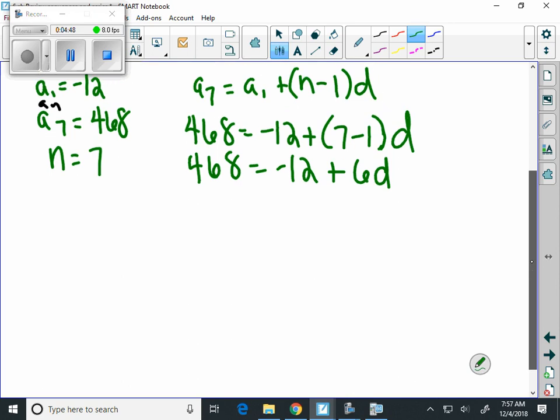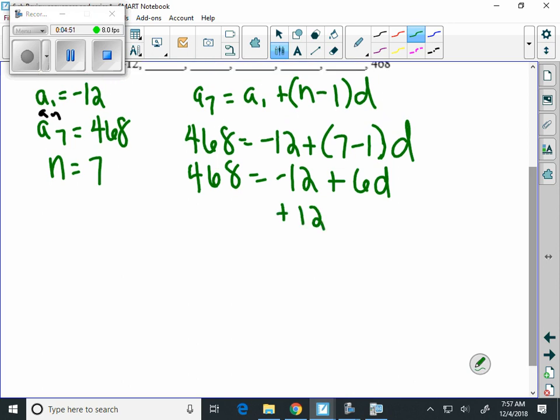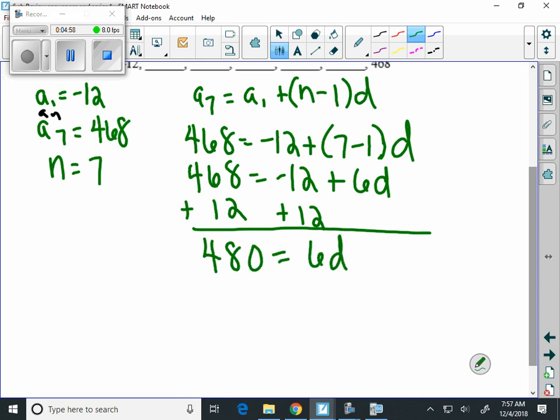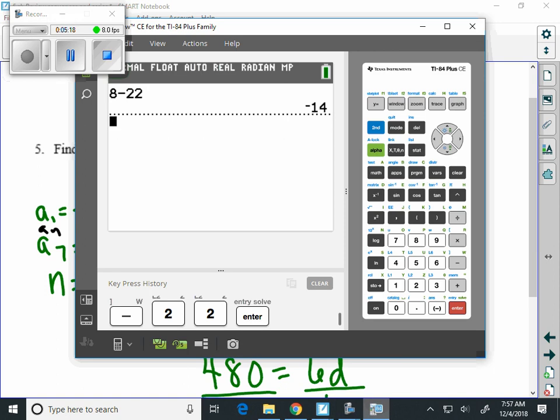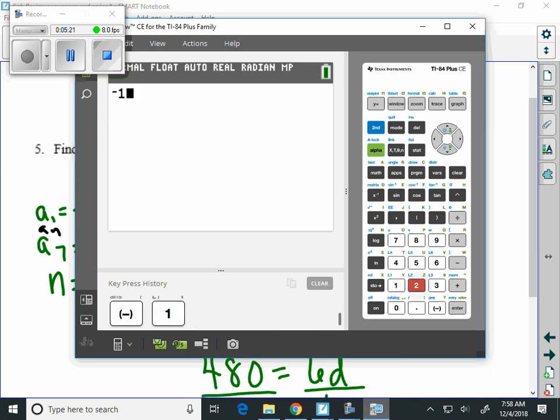We can add 12 to both sides. We get 480 equals 6d. And then to undo the multiplication, we're going to divide by 6. So we'll get d equals 80. So we know our common difference is 80. And once we know that, in this particular case, since we're going to be completely going to the right to fill these in, we're simply going to take negative 12 plus 80. Gives us 68.